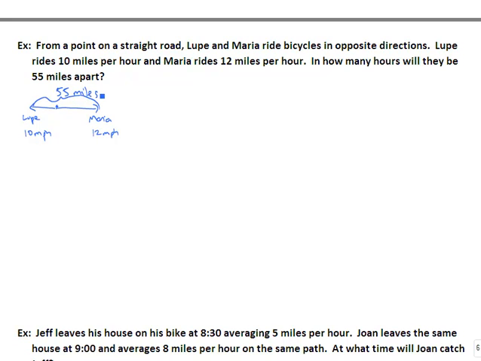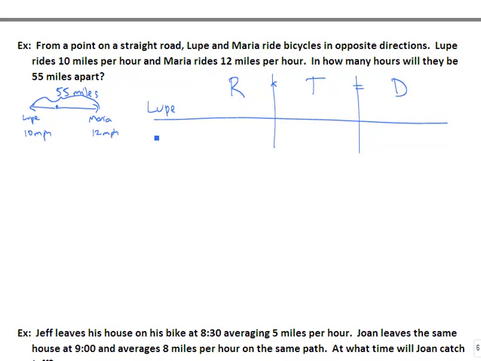Okay? Now to actually get an equation that you can solve here, you still want to use a chart like we did in the last problem. So I'm going to have a rate column, times a time column equals a distance column. I'm going to have 2 rows and 3 columns. The first row will be Lupe's information, and the second row will be Maria.